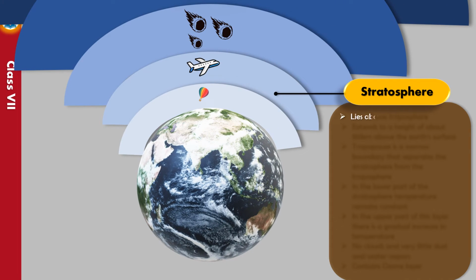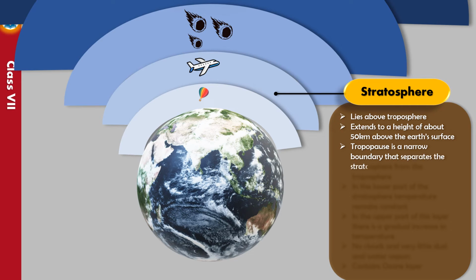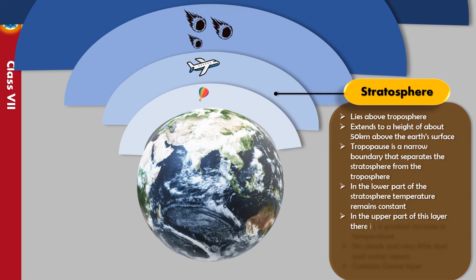Stratosphere lies above the Troposphere. It extends to a height of about 50 kilometers above the Earth's surface. Tropopause is a narrow boundary that separates the stratosphere from the troposphere. In the lower part of the stratosphere, temperature remains constant. In the upper part of this layer there is a gradual increase in temperature. There are no clouds and very little dust and water vapor. It contains the ozone layer.